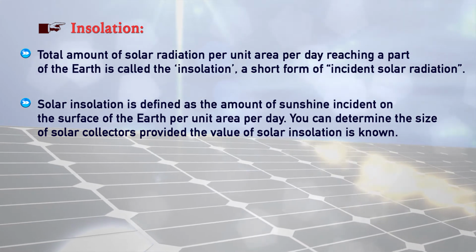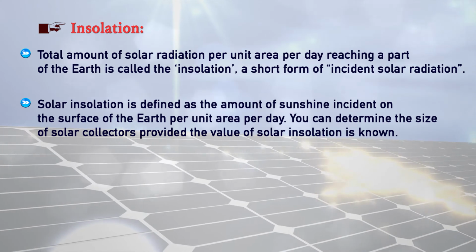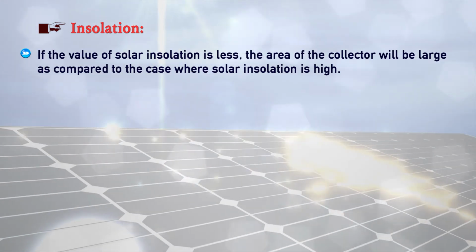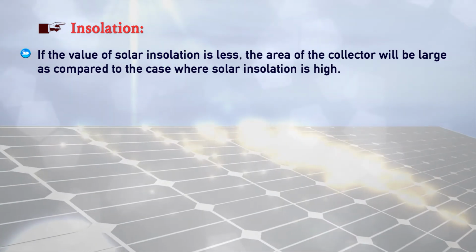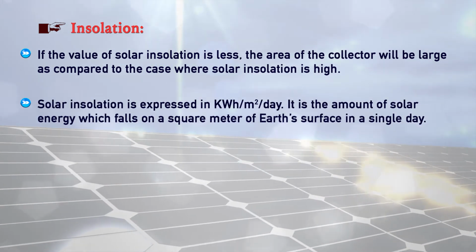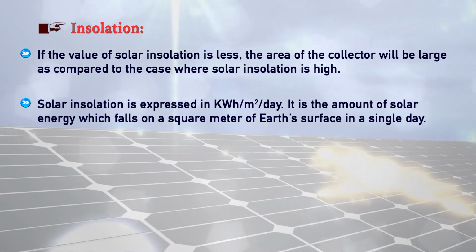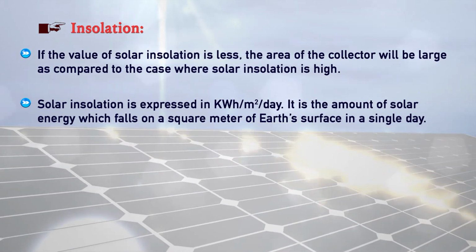You can determine the size of the solar collector provided the value of the solar insolation is known. If the value of the solar insolation is less, the area of the collector will be large as compared to the case where solar insolation is high. Solar insolation is expressed in kilowatt hour per meter square per day. It is the amount of solar energy which falls on a square meter of the Earth's surface in a single day.